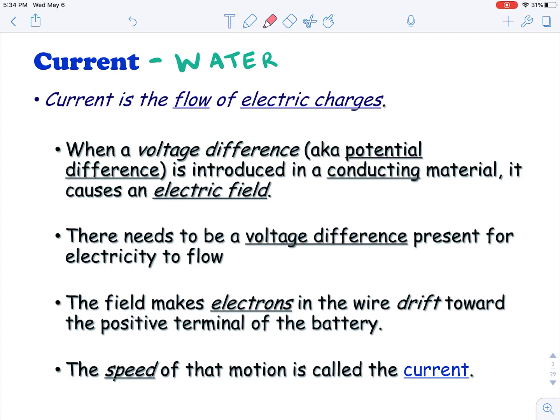But this current won't flow unless there's something called a voltage difference present. Maybe you're familiar with this word voltage. Whenever I hear voltage, I think of a battery. So there has to be a battery with some sort of potential difference present. And maybe you remember from chemistry that chemical energy is converted to electrical energy within a battery. This kind of gives the charges the push they need to move forward. So without this potential type of energy present, these charges won't flow.